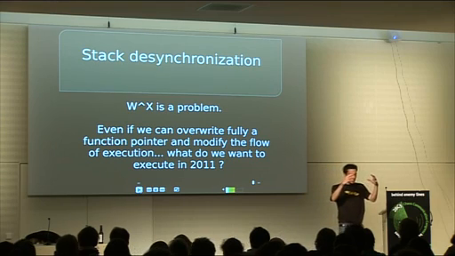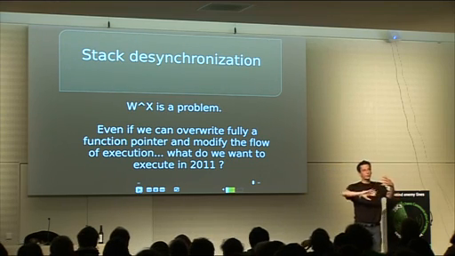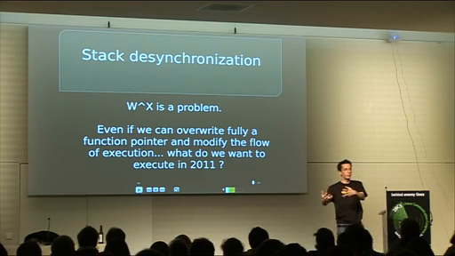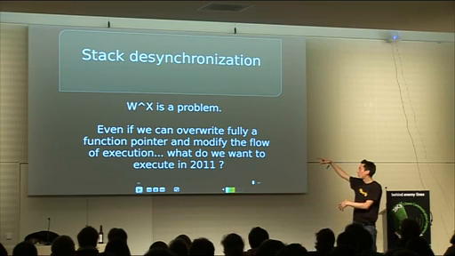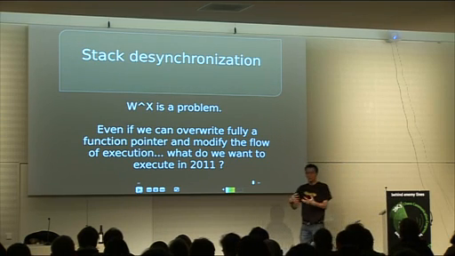So even if you manage to find a function pointer and overwrite it, you cannot point directly to your shellcode, because the shellcode you're going to load is going to be in writable memory, and is not going to be executable if you have writable XOR executable. So how do you move around this?